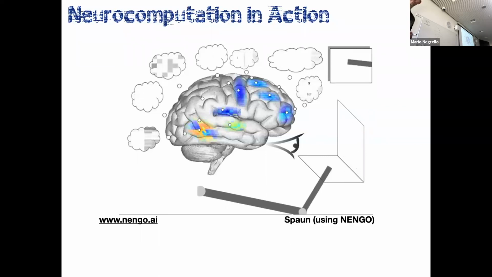The final task is a serial working memory task in which SPAWN must memorize a list of items in order and then repeat it back. We have seen several tasks that SPAWN performs correctly, but the errors it makes are equally important to determining if it is a good model of human cognition.